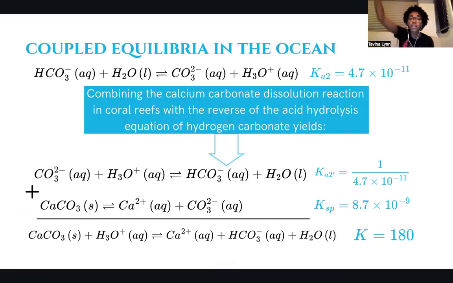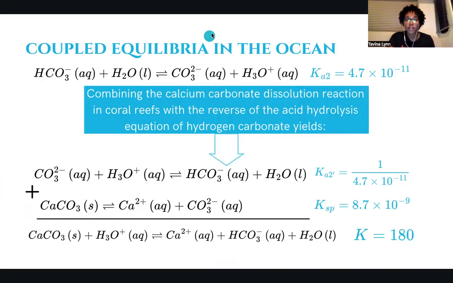So because of the CO2 in the atmosphere dissolving into our oceans, making them more acidic, it essentially breaks down, increasing the solubility of the calcium carbonate on the coral reefs. And so this is why the health of our coral reefs is declining due to this increase in CO2. So this is an application that we see in the ocean of coupled equilibria.